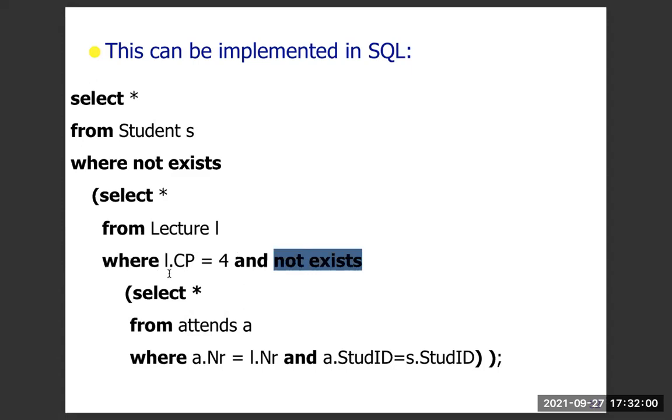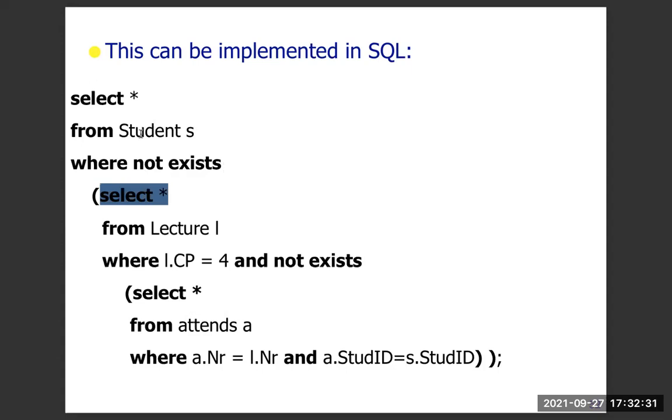I don't care about other conditions. So this selection for each lecture returns nothing, as the condition under where evaluates to false. That means don't output it. So the result is empty in case I can find an attendance record for the student and lecture. So the result is empty and not exists is true.